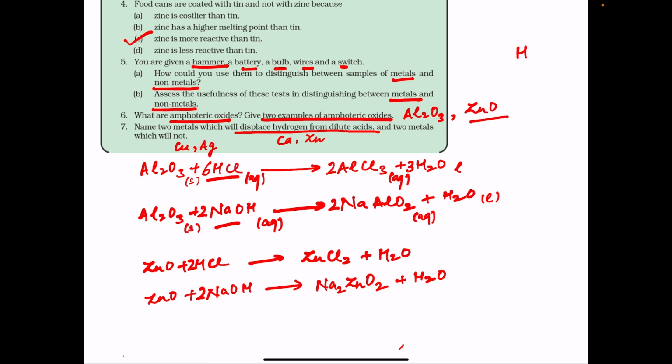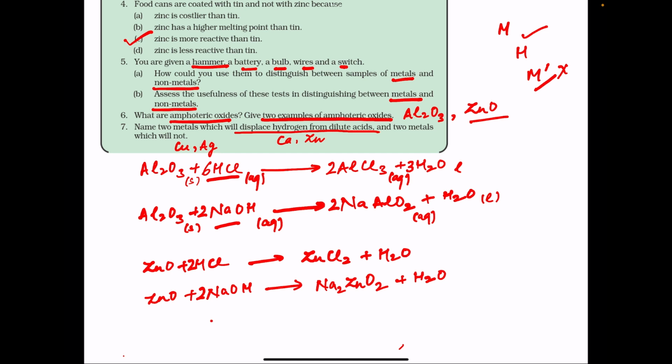Usually metals lying above hydrogen in the reactivity series, M denotes metal, will displace hydrogen from acids. Whereas metals lying below hydrogen, M dash also denotes metals which lie below hydrogen in the reactivity series, will not displace hydrogen from dilute acids.